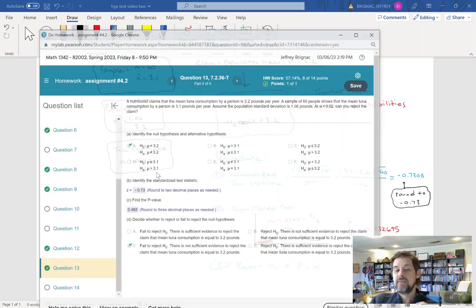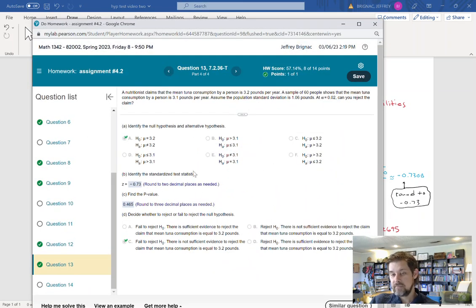The reason is, in MyMathLab, there will be indications for rounding. It says rounded to 2 decimal places, so the standardized test statistic z is equal to negative 0.73.